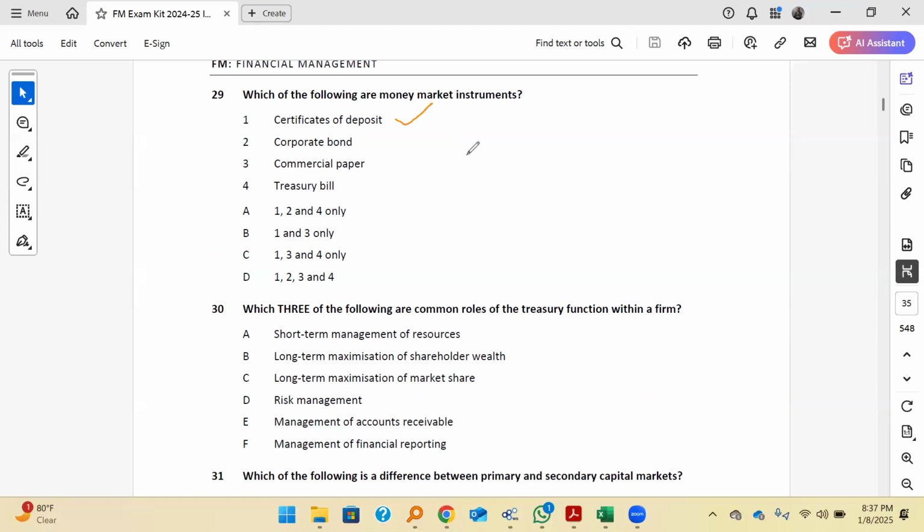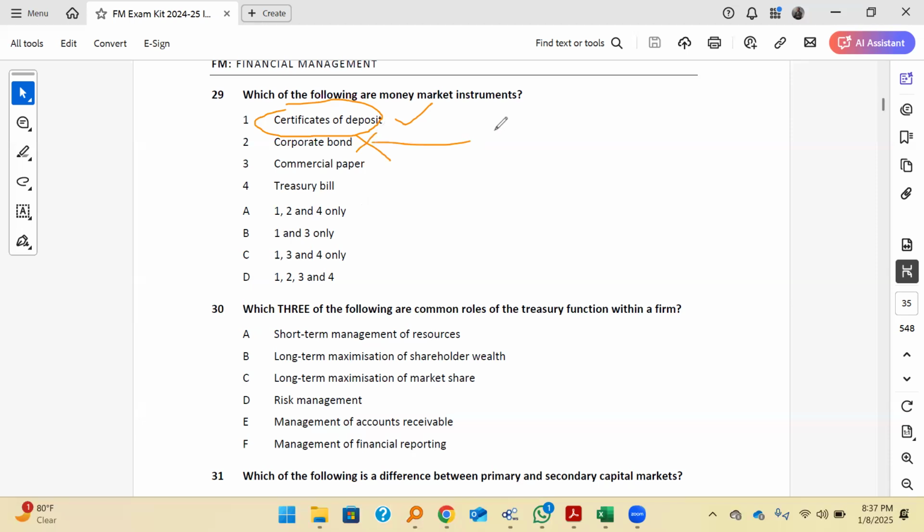But where you don't get something, especially when it comes to these instruments and other issues, you can always go and do a quick search of this on the internet or even in the textbook. It can help you to understand what exactly is a certificate of deposit, what's a corporate bond, what's commercial paper, what's treasury bill. But here, what I'm going to do is to see which ones are not money market instruments and then identify them for you. Now, a corporate bond is not.